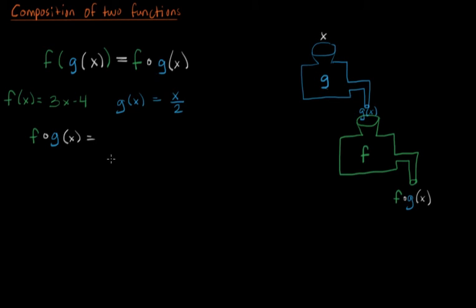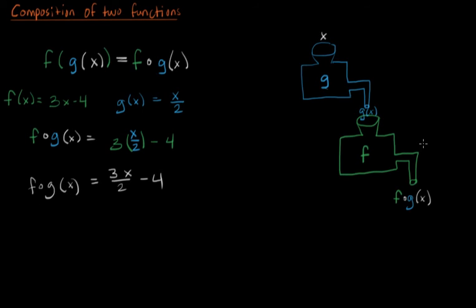then we're going to take the thing that happens first. So the thing that happens closest to the x first. So we're going to take x over 2, and then we're going to put that into the f function. So the f function is 3 times the input minus 4. So it will become 3x over 2 minus 4. And that is f of g of x.